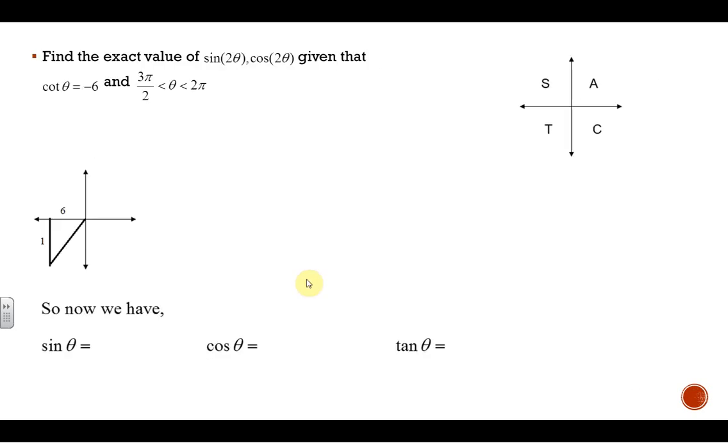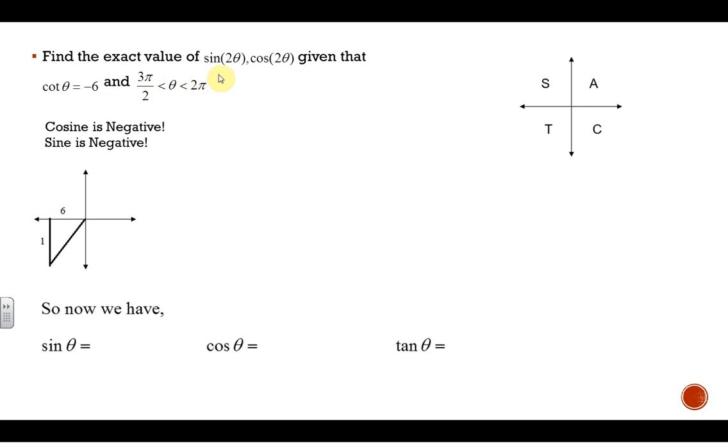All right, one more. Find the exact value of sine 2 theta and cosine 2 theta, given that cotangent of theta is -6 and theta is in between 3 pi over 2 and 2 pi. So we're in the 4th quadrant, people. Way to draw your angle in the right place. This should be in the 4th quadrant.